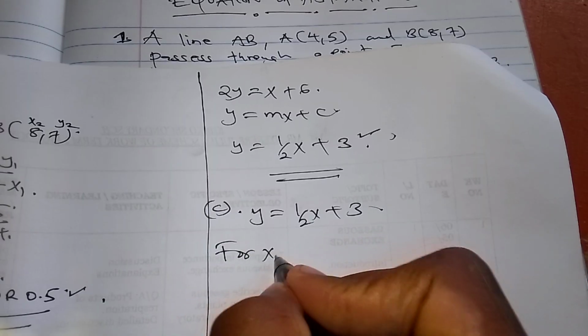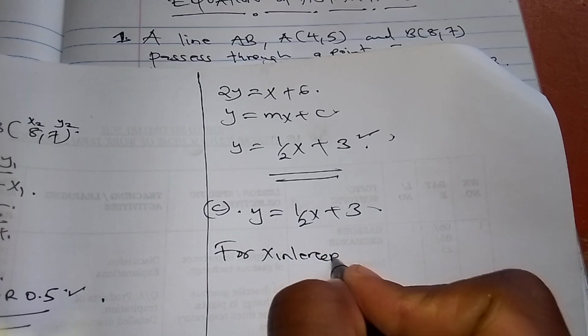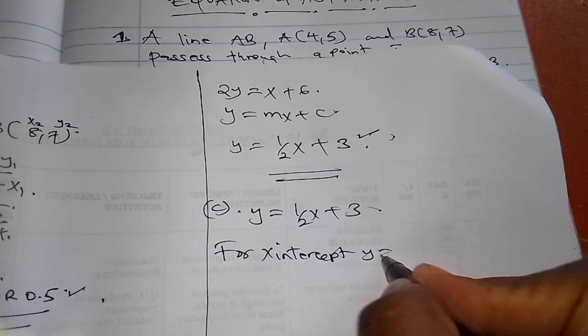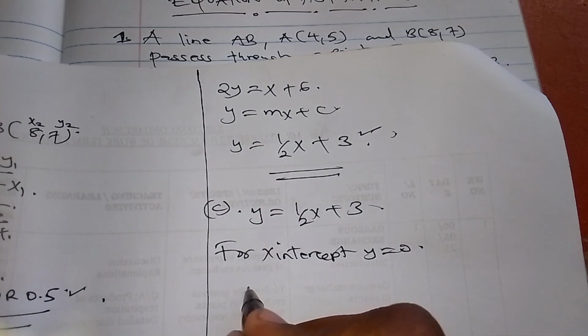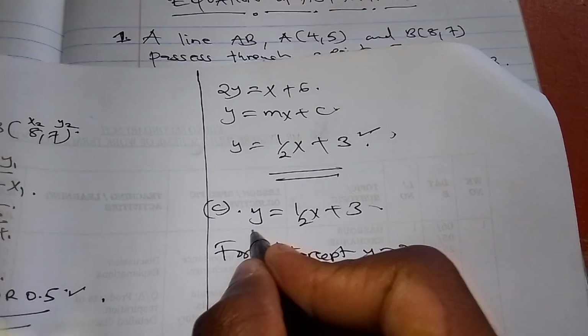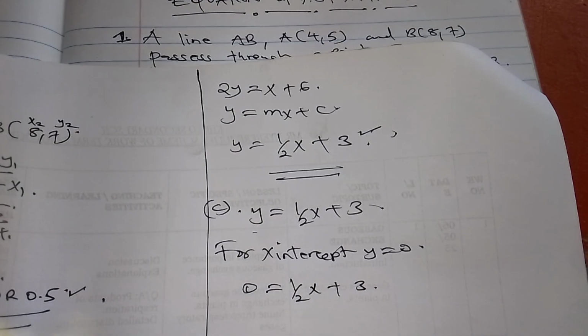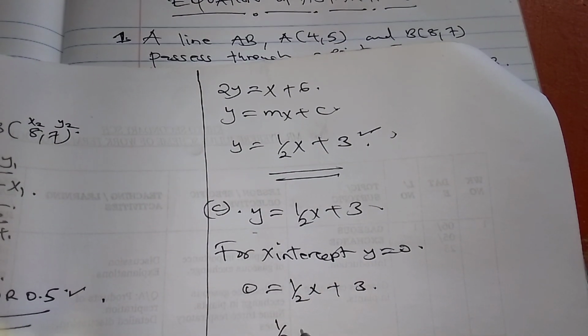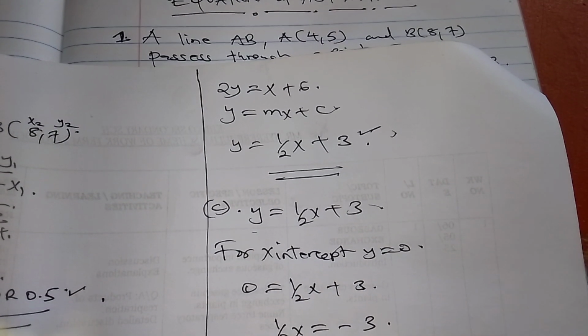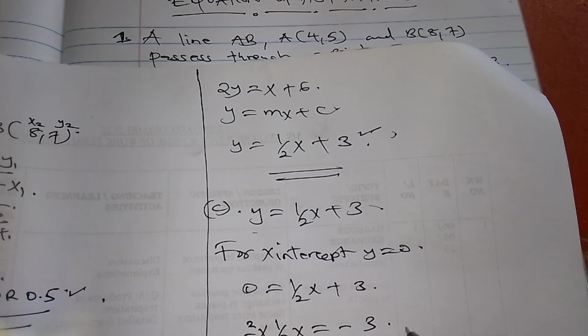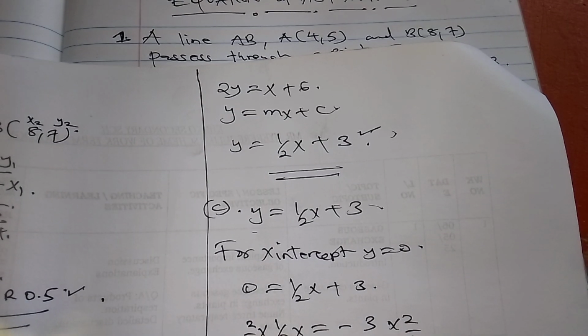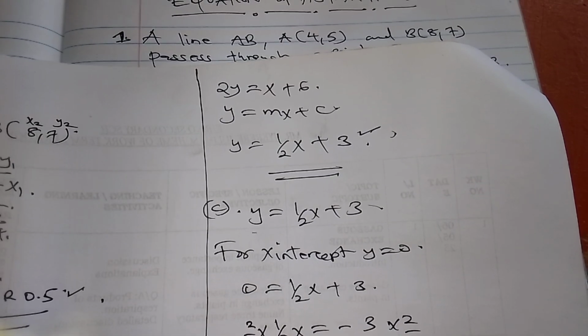For the x intercept, y is equal to 0. Now we can substitute: 0 is equal to half x plus 3. What do you do? Half x is equal to negative 3, times 2 all over 1, times 2 all over 1. x is equal to negative 6. We have x to be negative 6.